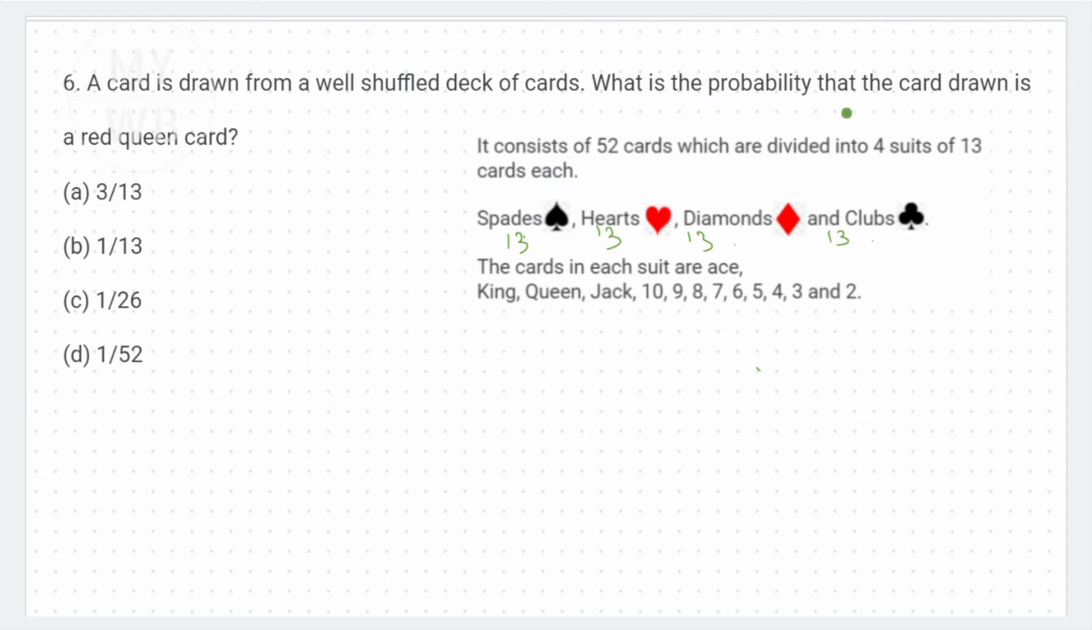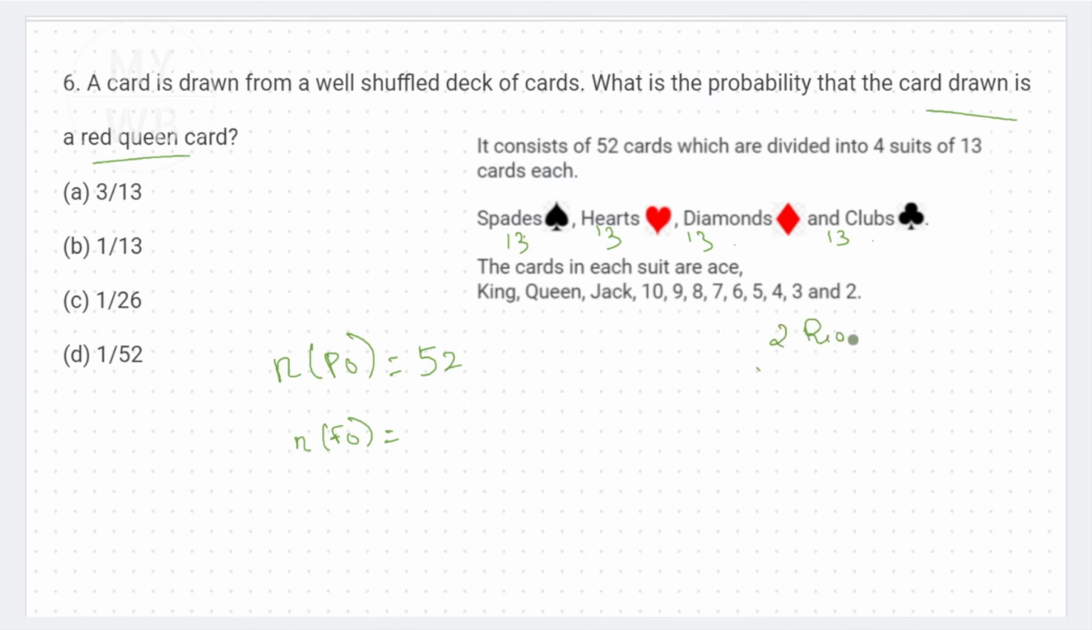Now we need to find the probability that the card drawn is a red queen card. First, when a card is drawn from a well shuffled pack of cards, what is the number of possible outcomes? Any one of the 52 cards might be chosen. So, the total number of cards is the possible number of outcomes. What is the number of favorable outcomes? Now, drawing a red queen card is a favorable outcome. How many red queens are there in this pack?